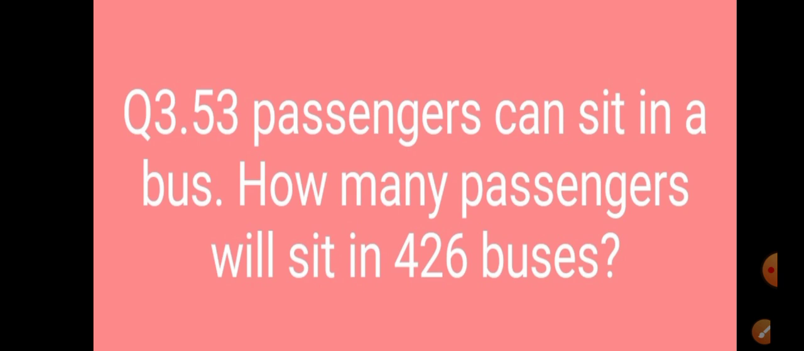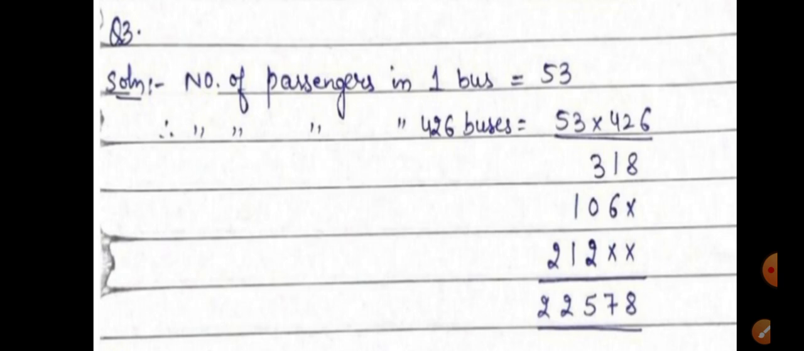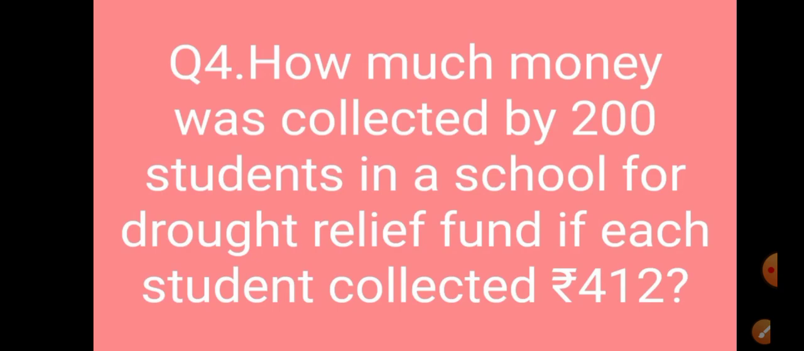Next example, 53 passengers can sit in a bus. How many passengers will sit in 426 buses? So number of passengers means jatri. The number of passengers in one bus is given, that is 53. So therefore the number of passengers in 426 buses is equal to 53 into 426. So we get 22,578 passengers.